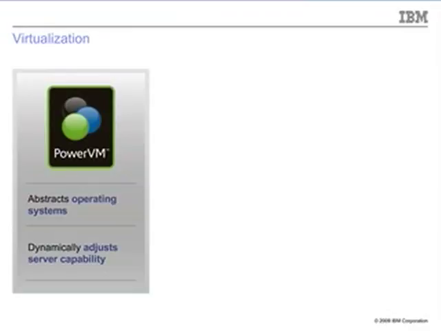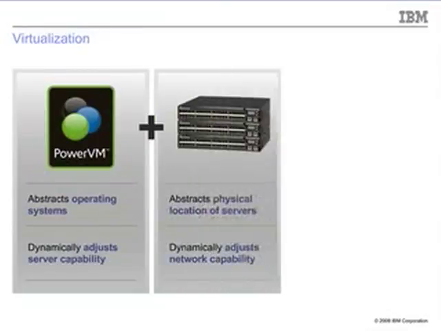And the second thing is it dynamically adjusts to the server capability. So if you have certain areas of the data center from a server perspective that are running hot, it can migrate to other parts of the data center. So it dynamically adjusts the server capability. If you look at the J48E or the JM series platforms, essentially it abstracts the physical location of these servers and dynamically adjusts to the changing demands of the network.